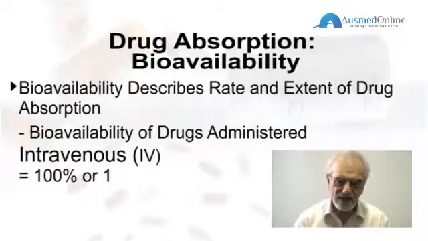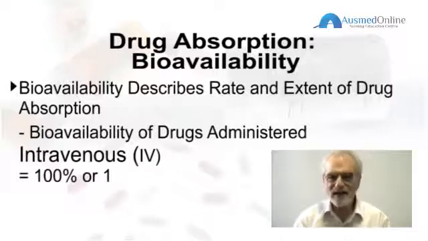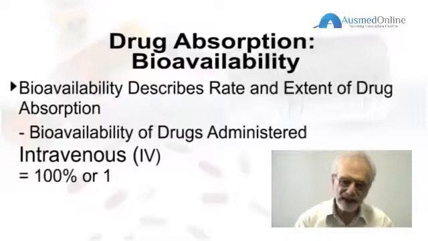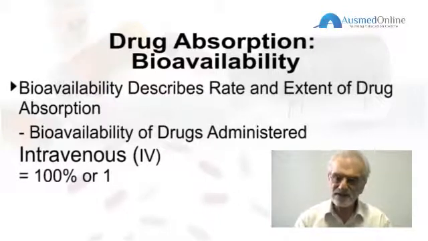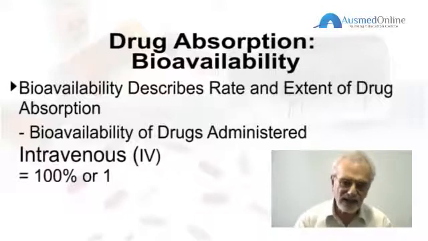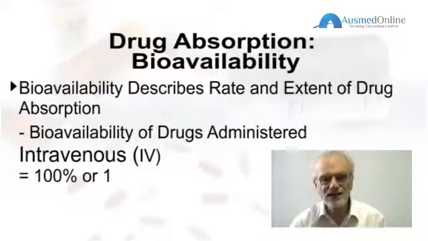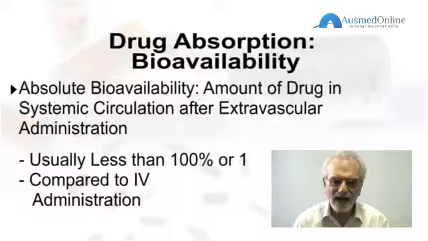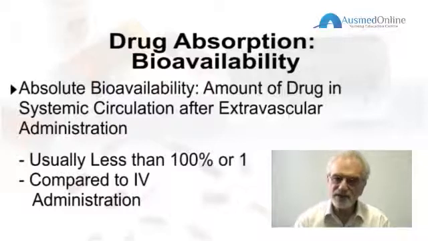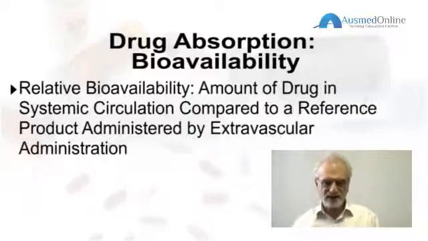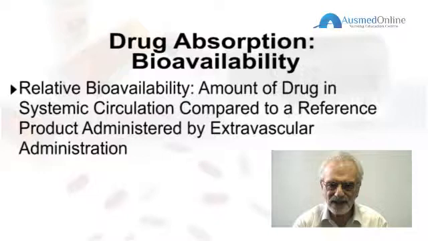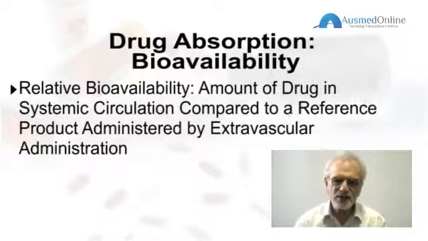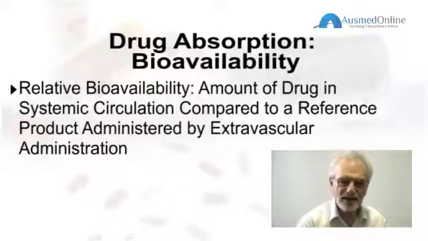However, if we give something orally, rectally, or by other parenteral forms other than intravenous, or patches, then the bioavailability is going to be different. It's going to be somewhat less. It could be significantly less, or it could be marginally less than the intravenous dose form. So absolute bioavailability is the amount of drug in systemic circulation after extravascular administration. So usually less than 1, as I've already said, and it's compared to the IV. We also have the concept of relative bioavailability. That is the amount of medication in the systemic circulation, compared to a reference product administered by extravascular administration.